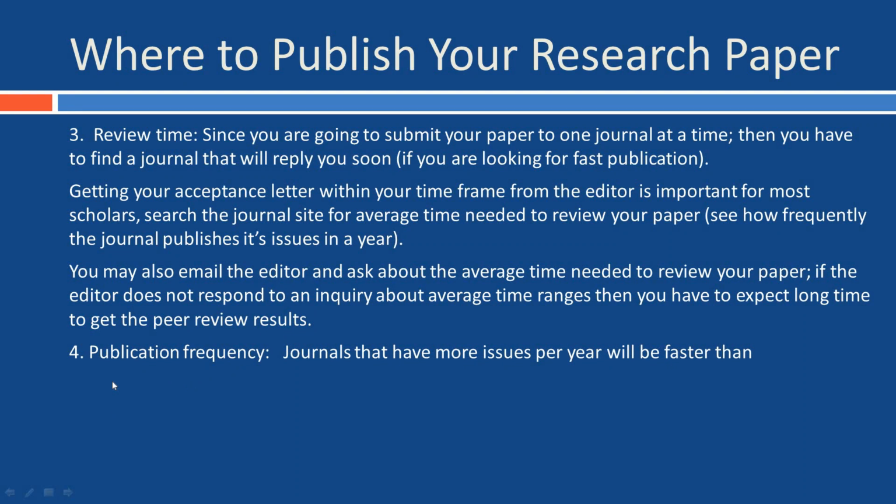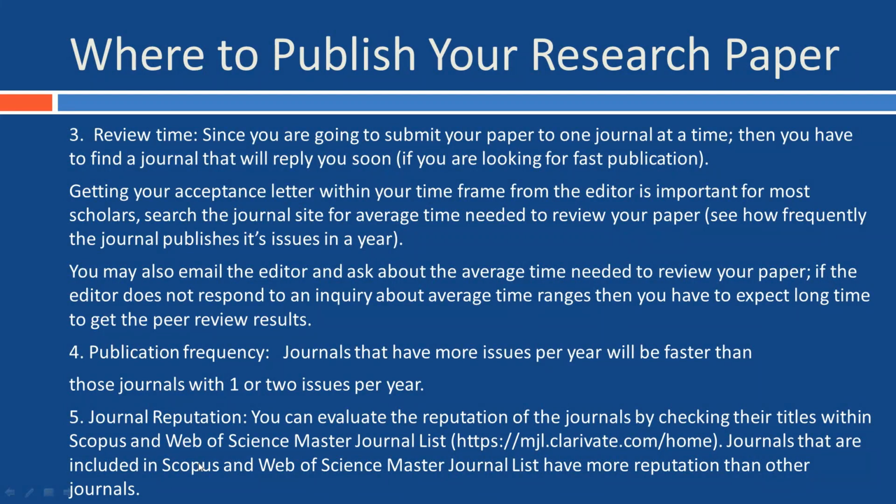Number 4. Publication frequency. Journals that have more issues per year will be faster than those journals with 1 or 2 issues per year. So we have to choose such journals which publish more issues.